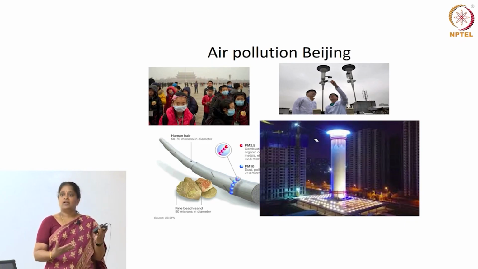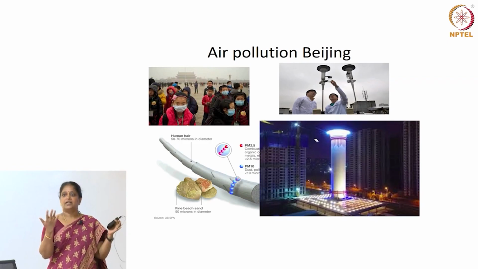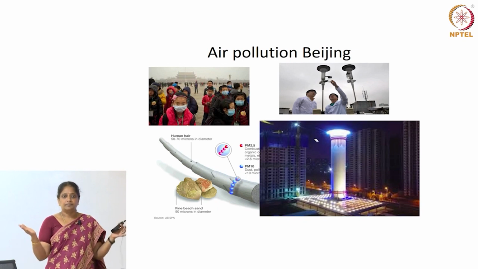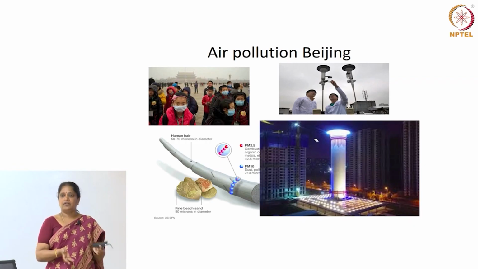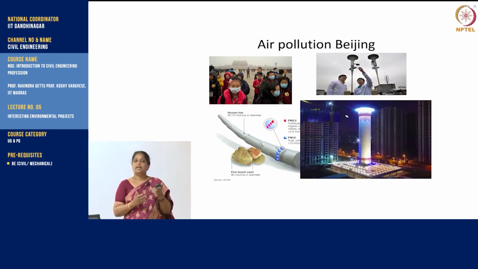Then China got its act together and immediately shut down all the industries in the vicinity of Beijing, and inside Beijing, which were the major polluters. They stopped all the polluting cars in the periphery of the Olympic city, and it was made possible. They took a commitment and it was made possible. So, as I told you, we can reverse the damage, but it is better to prevent the damage. And nowadays, I think you might have seen this picture.